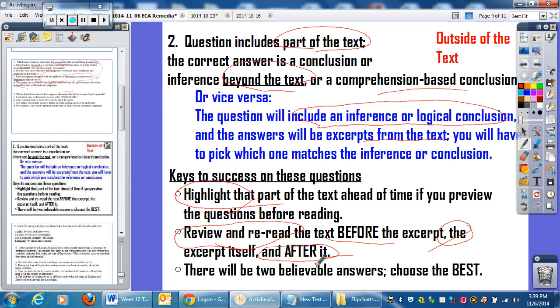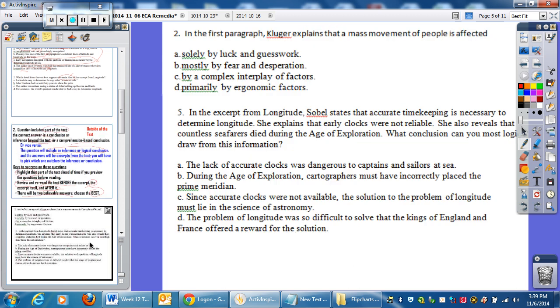And one of the techniques then is you have to know there's going to be at least two believable answers. You've got to choose the best between them. And here are some examples of those particular types of questions at work.